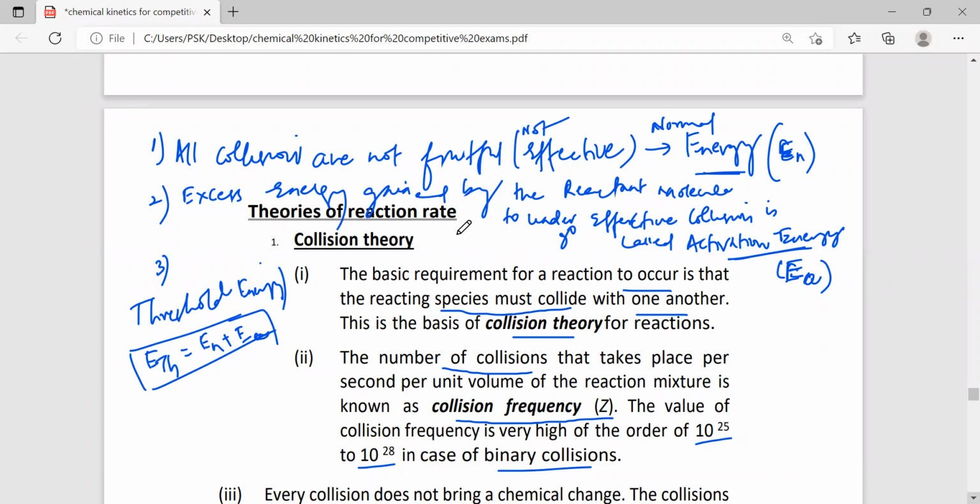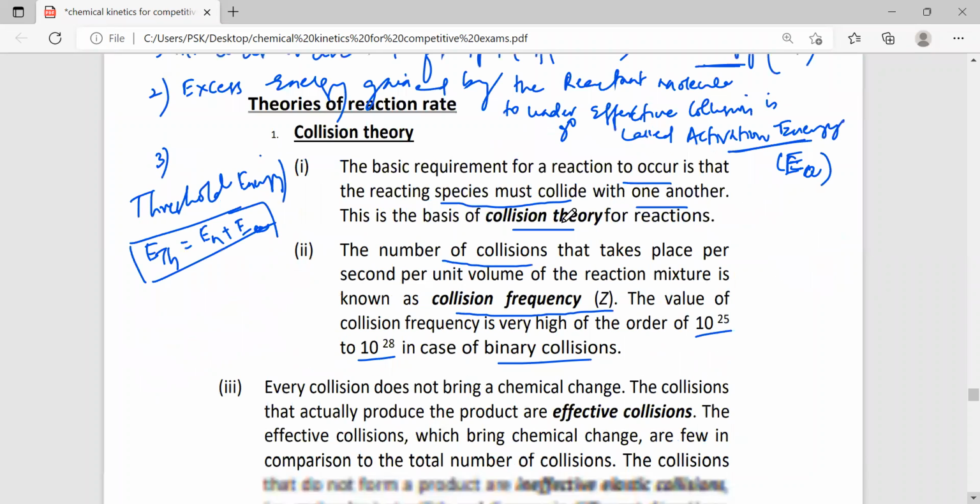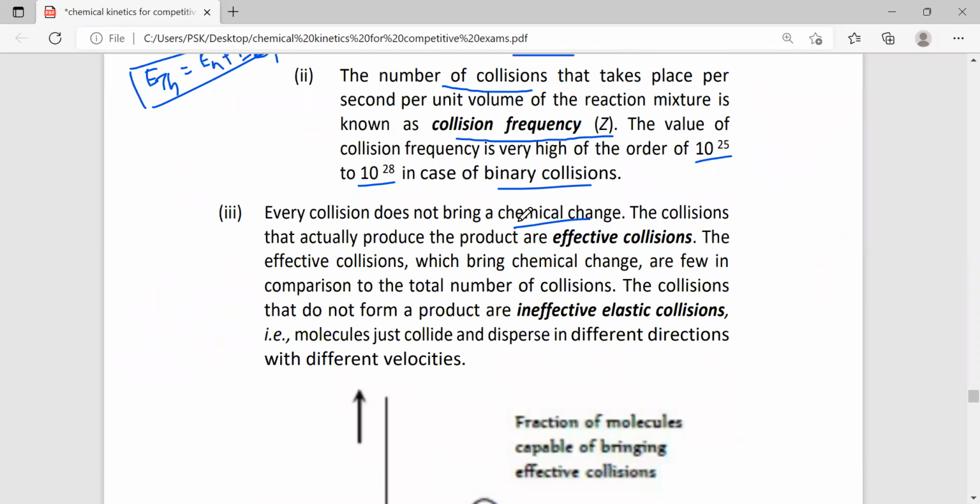Every collision does not bring about a chemical reaction. I clearly told you, because if the molecules collide only with the normal energy they possess, it will not bring about the chemical change. It will not bring about the reaction. The collision that actually produces the products is called an effective collision, otherwise called a fruitful collision.